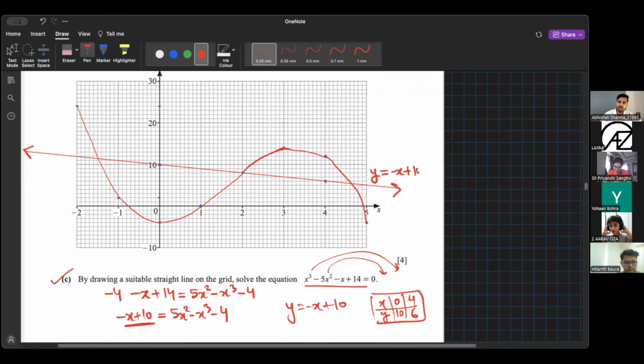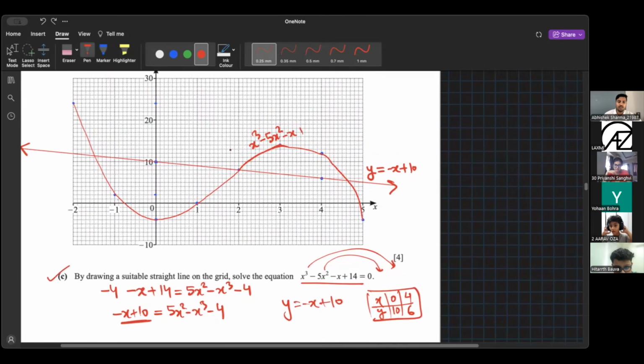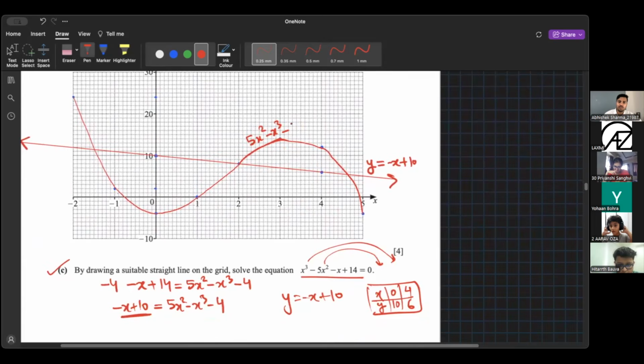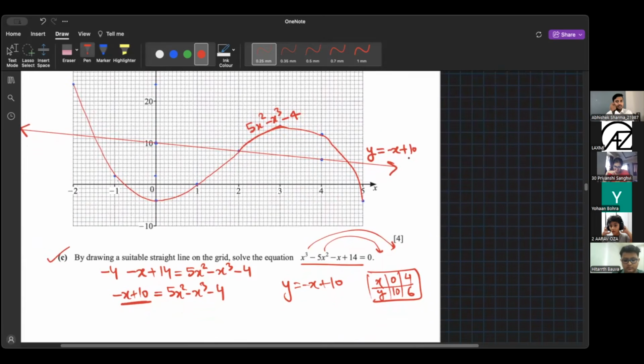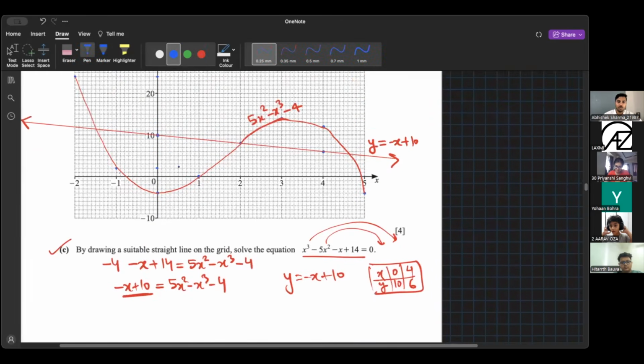Minus x plus 10. The equation of the curve was 5x square minus x cube minus 4. This is the equation for the curve and this is the equation for the line. Now we have to answer the question which we will get from the points of intersection.